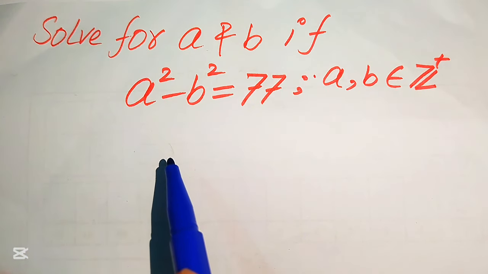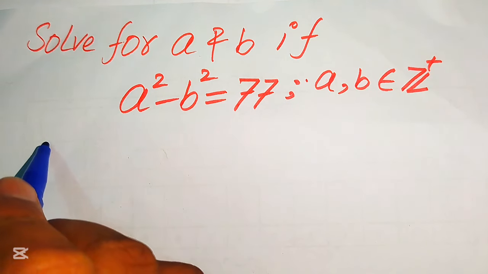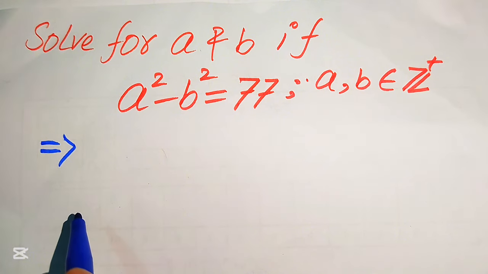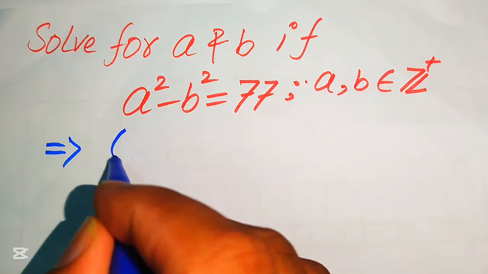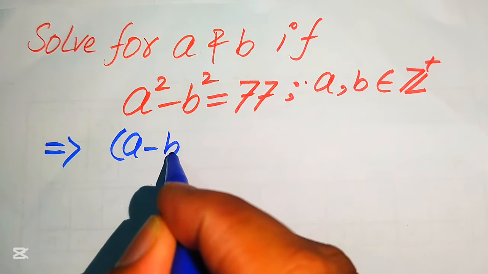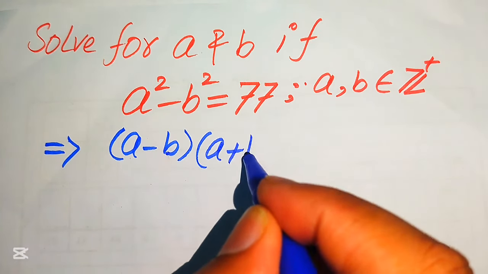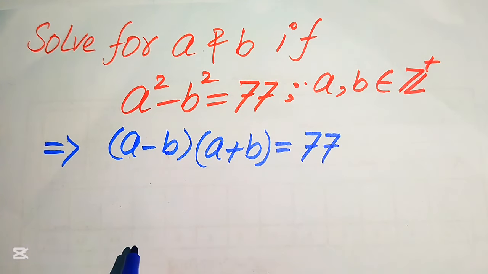So the very first step we are going to do is focus on the left hand side, and on the left hand side we apply the nice algebraic formula. According to this, we know that a square minus b square is equal to (a minus b) times (a plus b), and it is equal to 77.